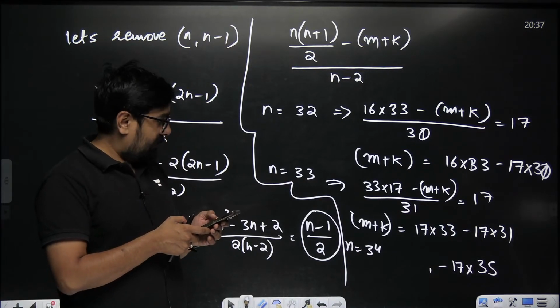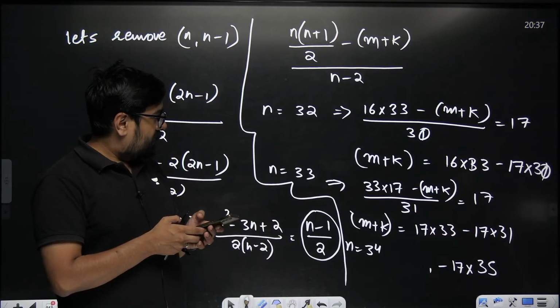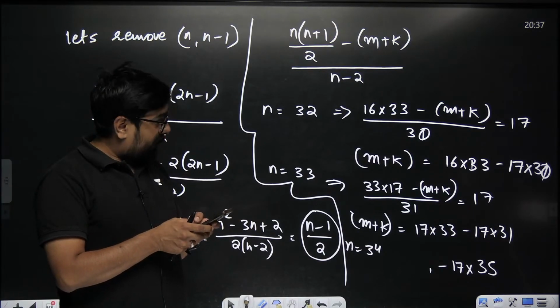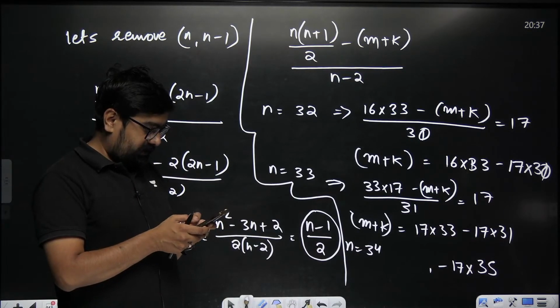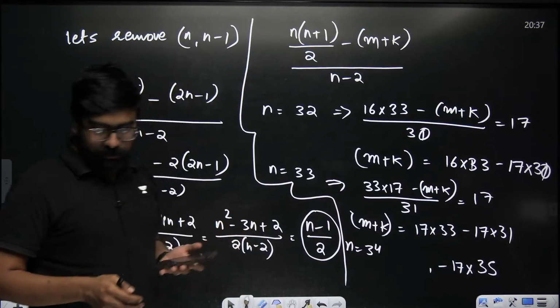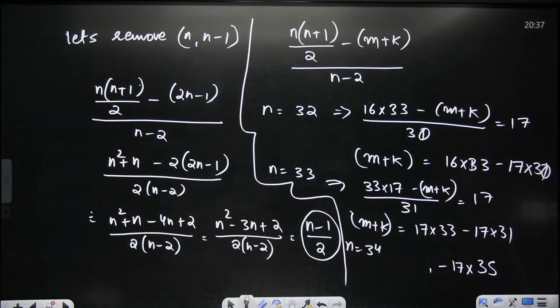68 we are getting over here. Then 17 into 33 minus 17 into 31, although we can calculate it also. This will be your maximum of the values. For n equal to 34 we are getting 51, so 51 will be your maximum value. When n is equal to 32, you got m plus k equal to 18, right?